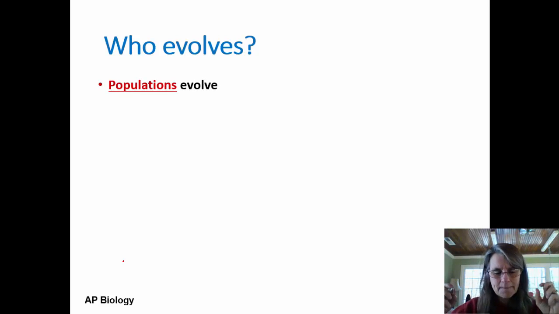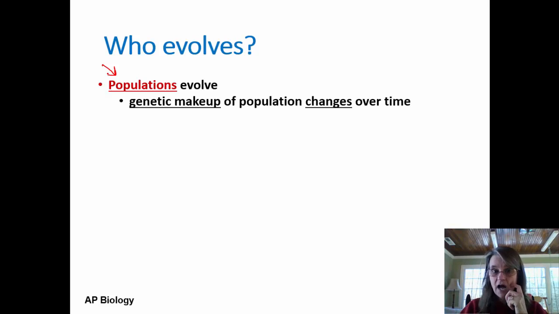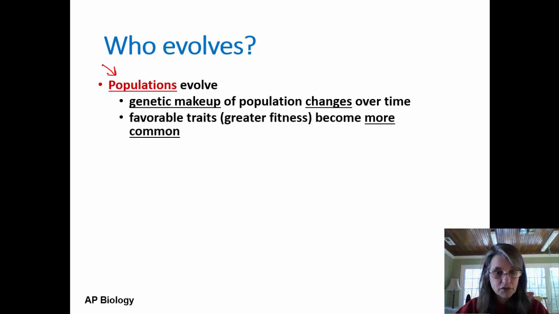In evolution, populations evolve, populations of organisms, groups of organisms. The genetic makeup of a population changes over time. Over time, we might see more dark-haired rabbits than light-haired rabbits, for example. That's what we mean by evolution. Favorable traits that allow for greater fitness, greater adaptiveness in an organism, become more and more common.